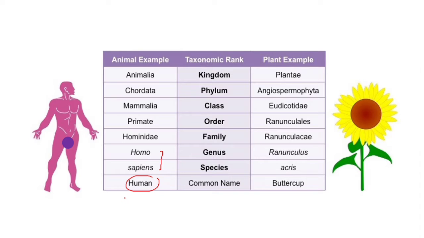How to write? Kita akan write dengan genus dulu, baru species dekat belakang. And genus kena huruf besar. So that's why lah Homo, H huruf besar. So Homo sapiens stands for human. Okay. And as well as, sama juga macam plant.